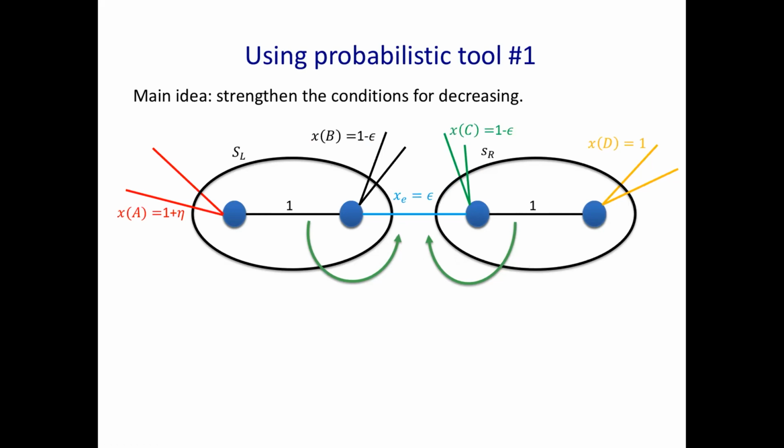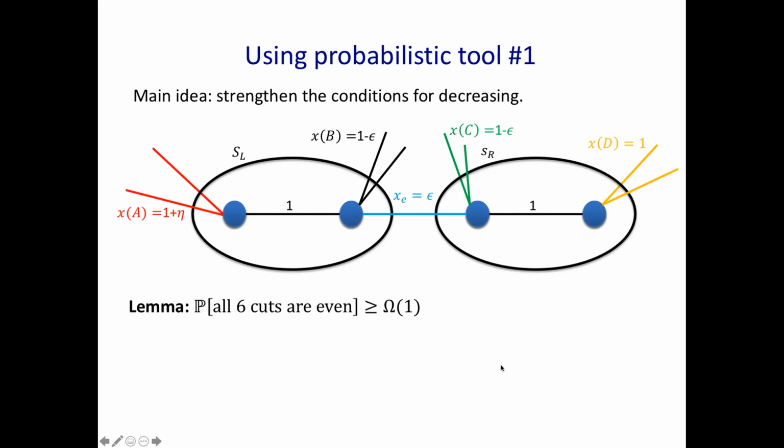Then this lemma tells us that there's an event with constant probability where E is even in its top two cuts, SL and SR, and all 4 of these blue cuts are even. So this would mean that the bottom edges do not actually have to be matched to these edges at all. So why is this true?